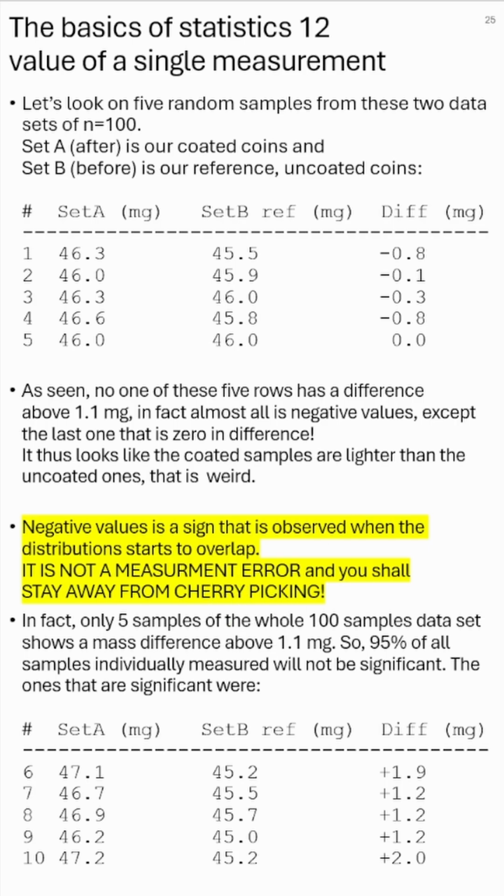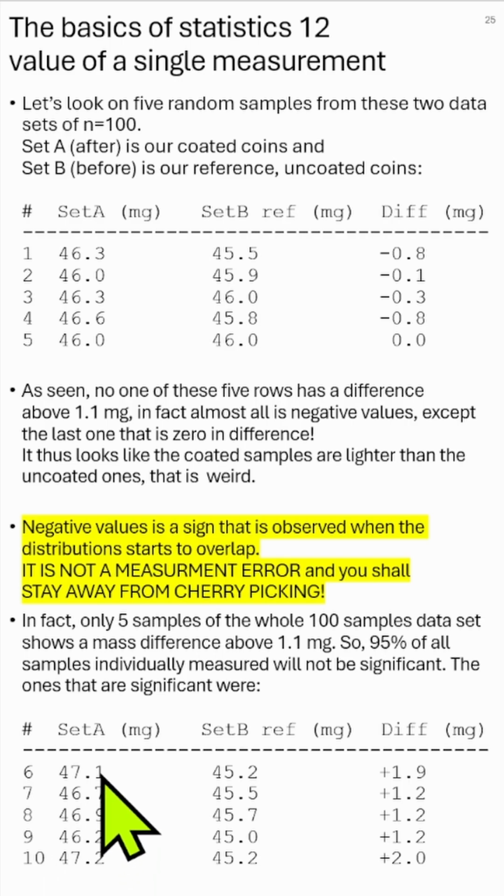So if I go through all the 100 coins and look at the data, do we actually have anyone that will be significant? In fact, we can find that out of these 100 samples, there will be 5 outliers that actually have a mass difference of about 1.1 milligram. So 95% of all samples individually measured will not be significant. The other ones are the significant outliers we see, and I have put them here in the table below.